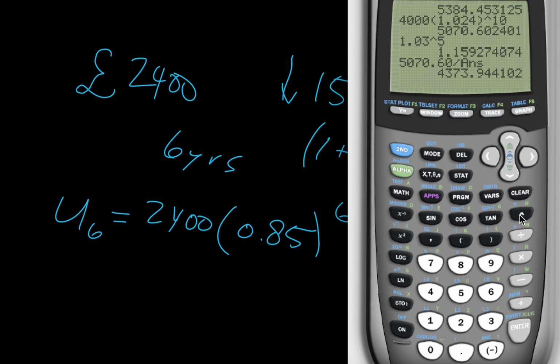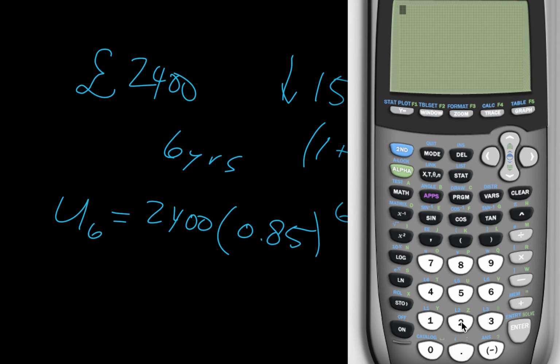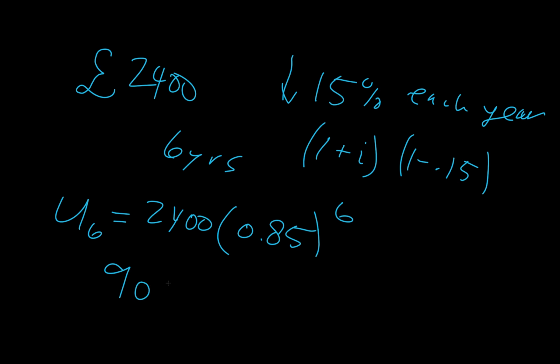So we take out our calculator: 2400, parenthesis, 0.85, parenthesis, raise that to the 6. And we get 905.16 pounds. So after 6 years, the value is that.